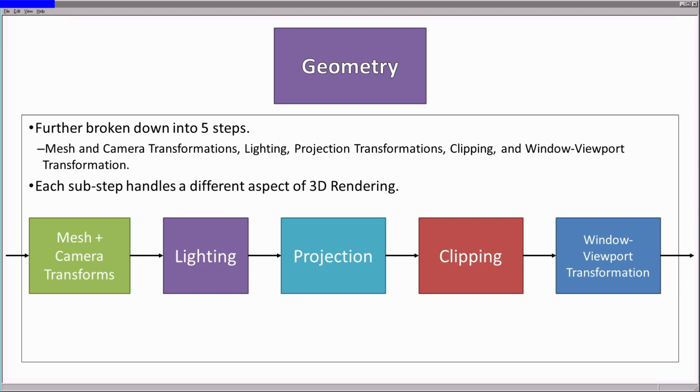Looking into the geometry step a little closer, we see that it can be further broken into 5 steps: mesh and camera transformations, lighting, projection transformations, clipping, and window viewport transforms. Each substep handles a different aspect of 3D rendering. These will be detailed in several lectures.